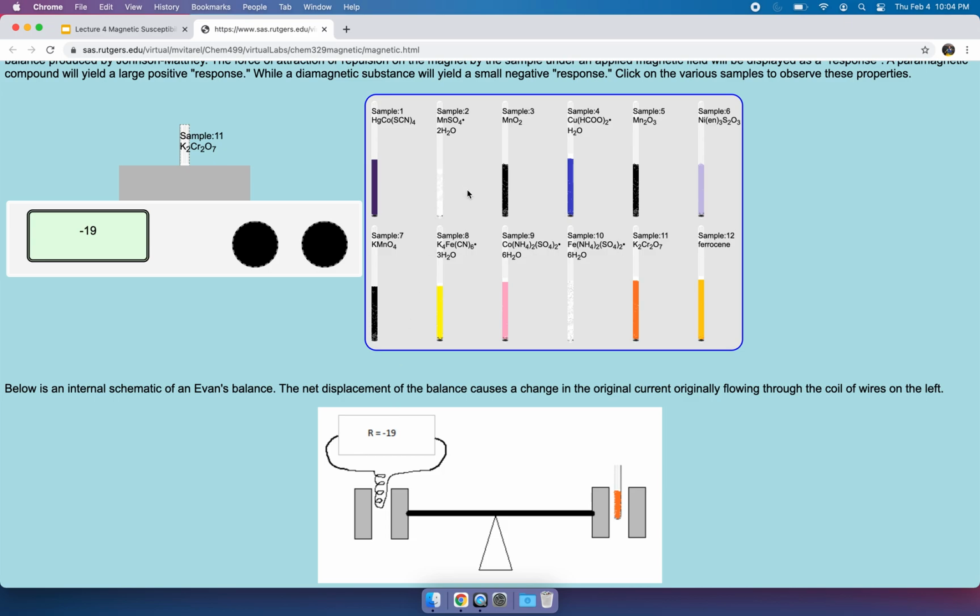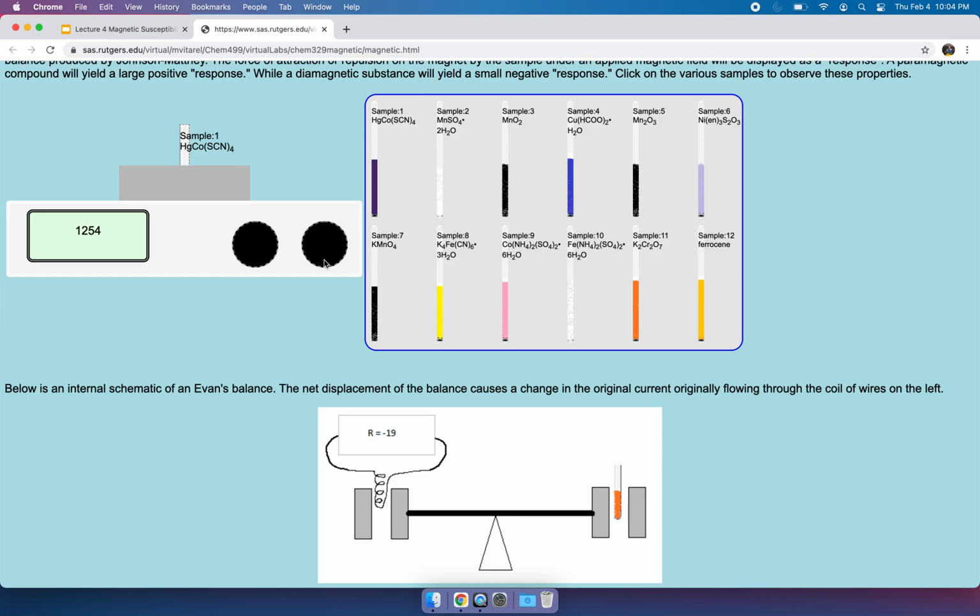If, for example, instead of this potassium dichromate, we put in this mercury sample, it's paramagnetic, so that would have a strong attraction. The vector forces here would pull this magnet up slightly. Since this is going up, this is going up a fair amount, and this is going down a fair amount. So that is calibrated to give a larger positive value.